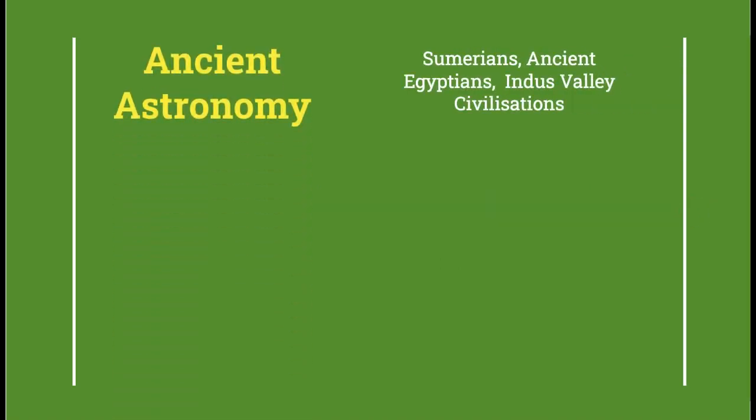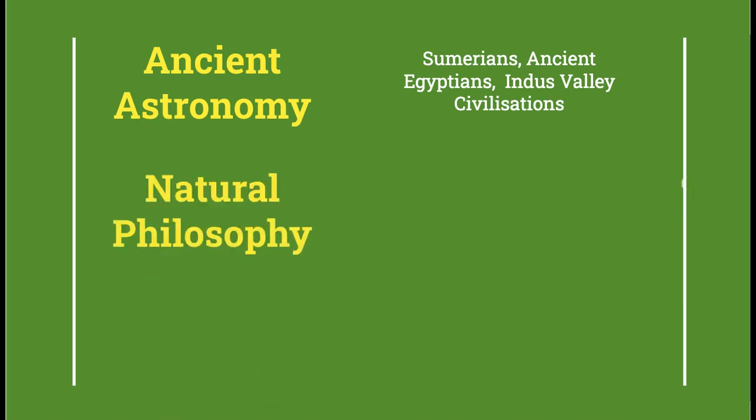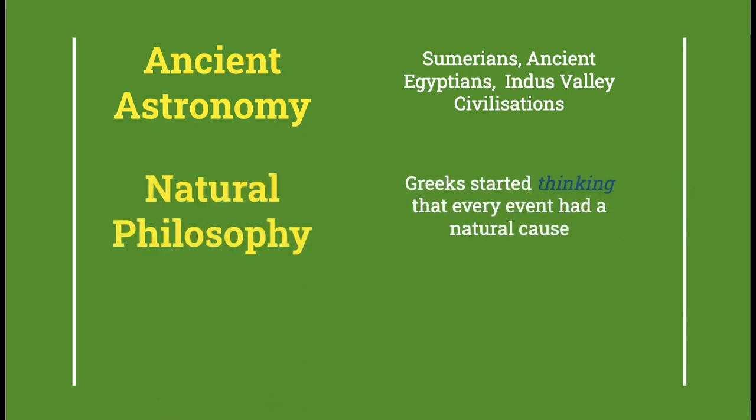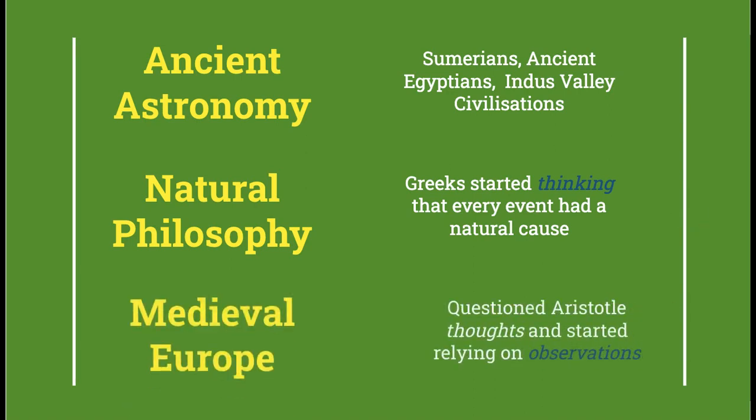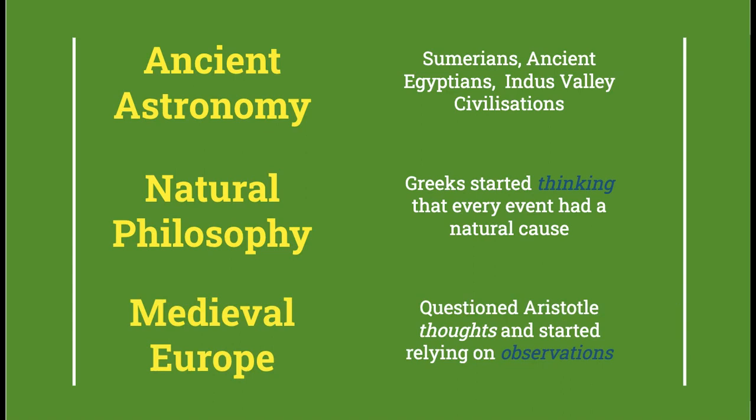So where does this all start from? Ancient astronomy. If you've looked at anything with the Egyptians and the Indus Valley civilizations, you know that astronomy was a huge part of their belief systems. Then you started getting into the Greeks, and the Greeks believed that every event had a natural cause, but they were more interested in the idea of thinking. Think Socrates and Plato. Once we got to medieval Europe, they started questioning the great thinkers of the time, like Aristotle. And what they started doing was relying more on observations.